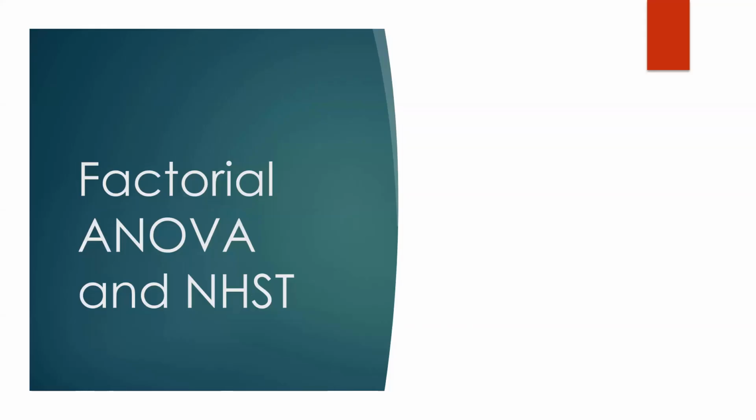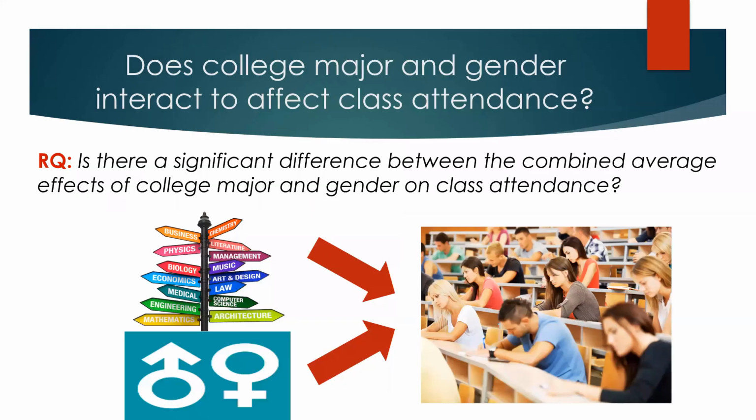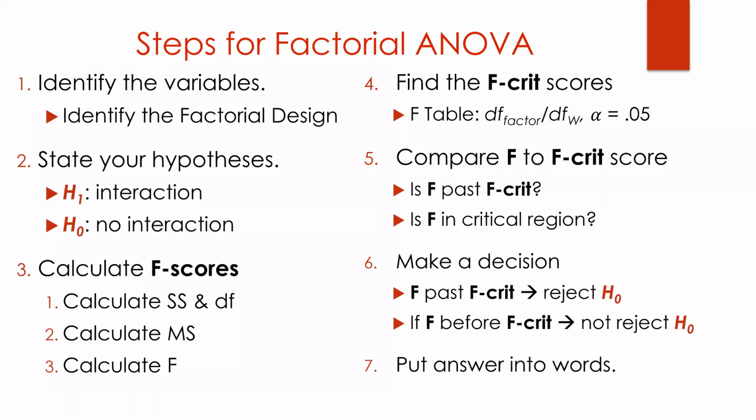All right, everybody, let's wrap up our discussion of factorial ANOVA by applying it in hypothesis testing. So here we go. Remember, we have our general question: does college major and gender interact to affect class attendance? So the research question specifically states, is there a significant difference between the combined average effects of college major and gender on class attendance? So we have our same 7 steps for the factorial ANOVA.